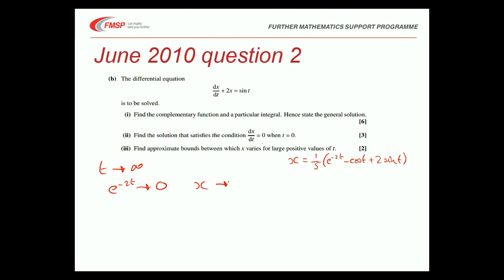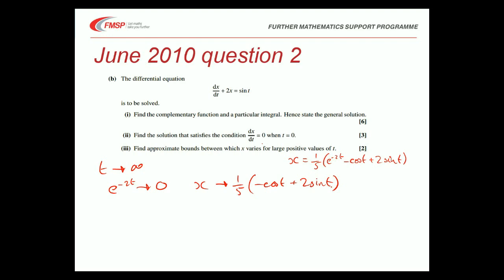Which means that x is going to head towards, and head towards is maybe a less technical word, but tends towards whatever it was without that e to the minus 2t thing. So it's going to be a fifth of minus cos t plus 2 sine t. And so first things they might ask you in a different sort of question to describe what happens for large positive values of t. And because this function now only has trigonometric bits, it is oscillating.